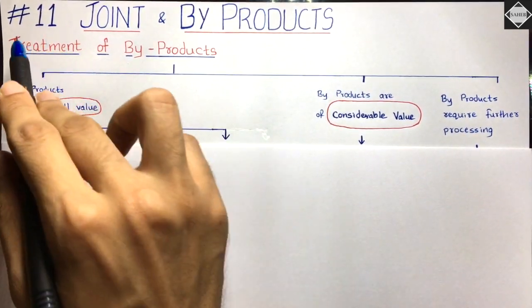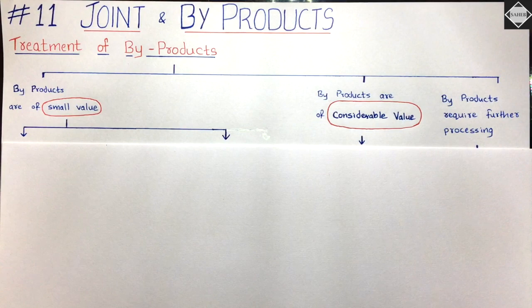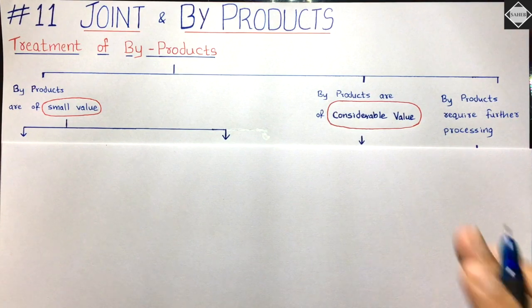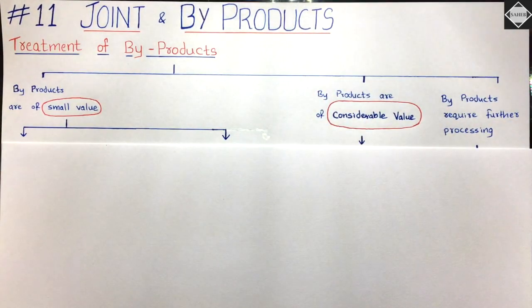Today in this 11th video of the joint products and byproduct chapter, we are going to understand how we have to do the treatment of byproducts in cost accounting, and we are also going to see a practical problem on this. But before doing that, let me just tell you what we have done so far in the previous 10 videos.